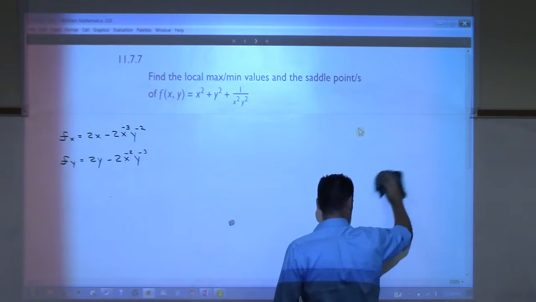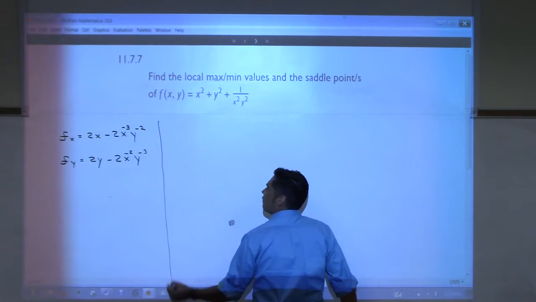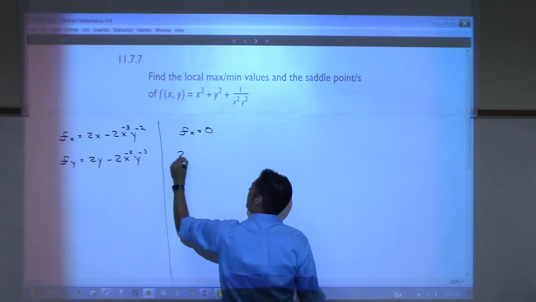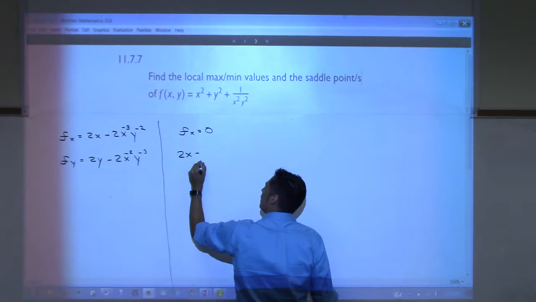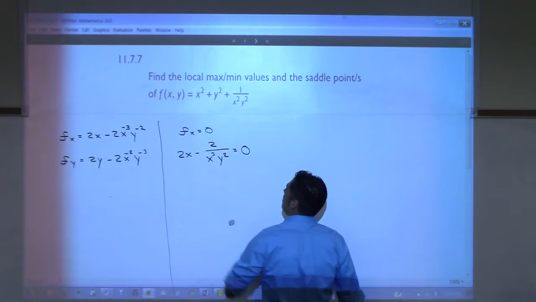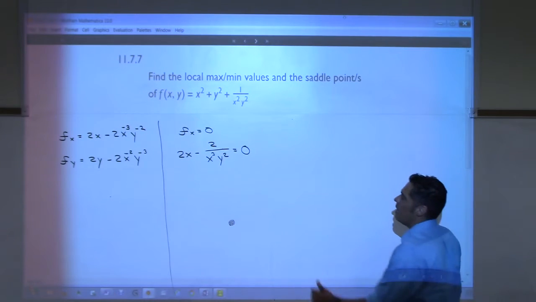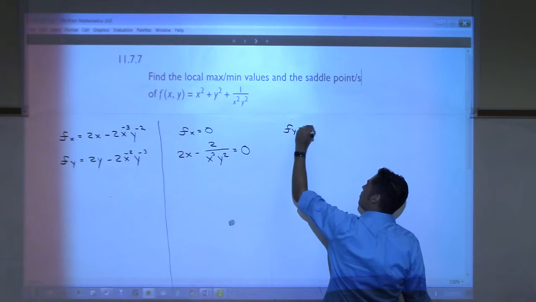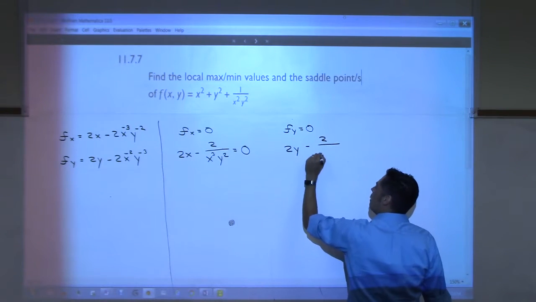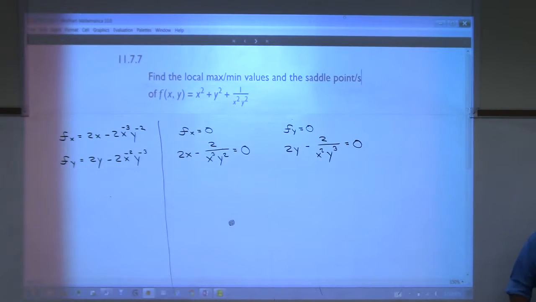Partial with respect to x equal to 0: 2x minus, how about I do this? 2 over x cubed y squared equals 0. I'm going to go back to the fractional notation instead of negative exponents. And then I need partial with respect to y equal to 0. So 2y minus 2 over x squared y cubed equals 0. Any suggestions?